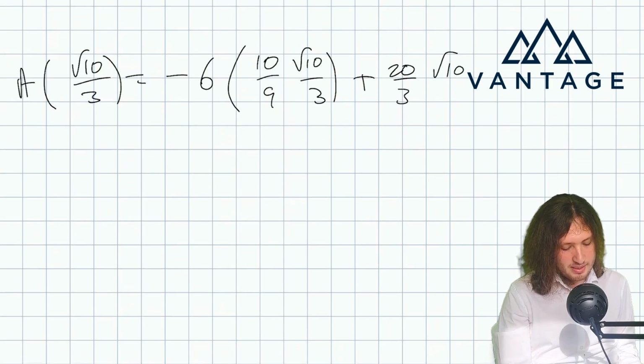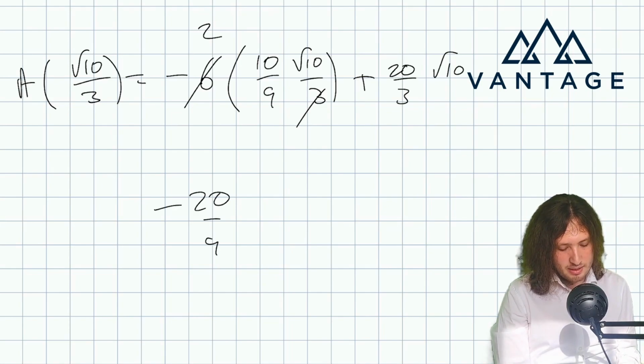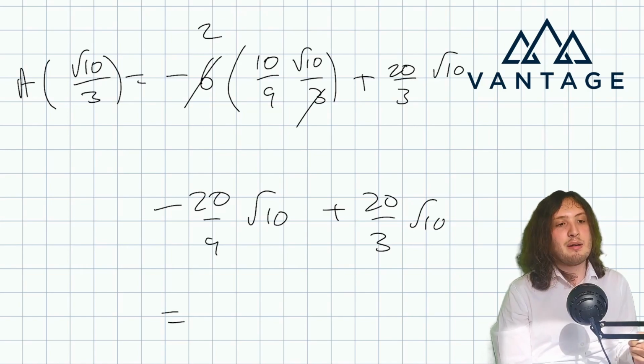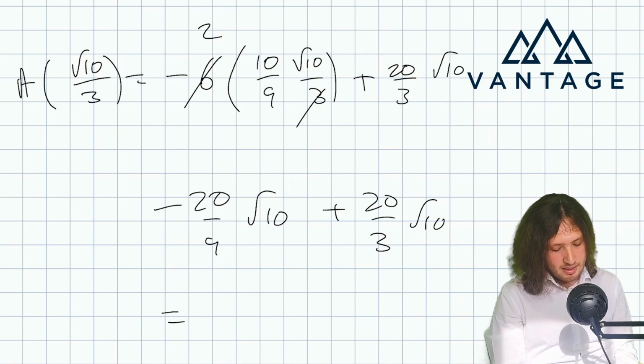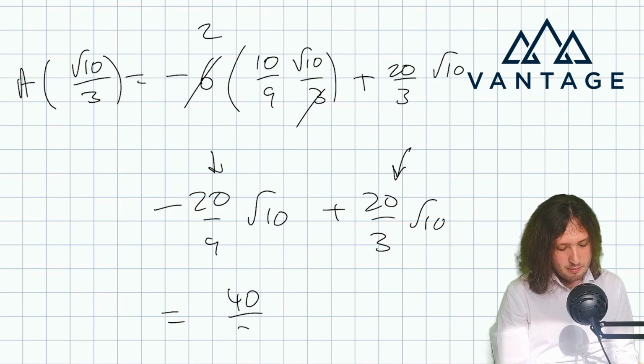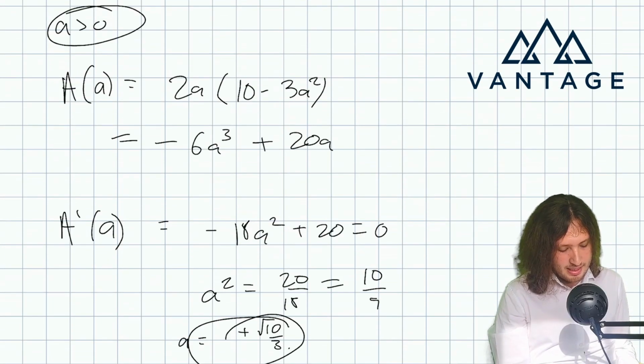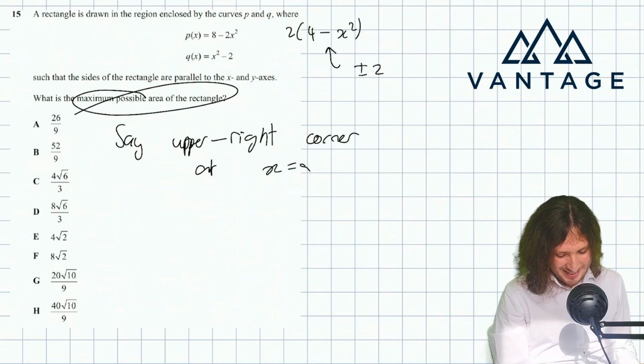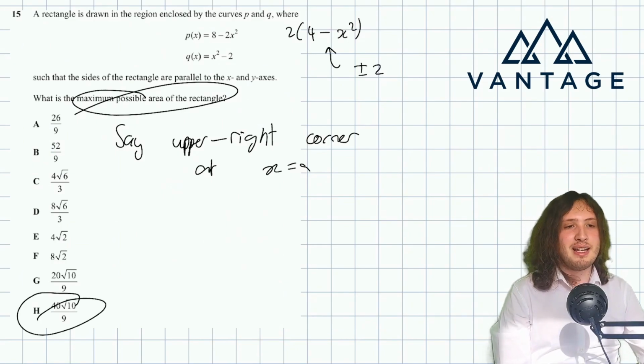10, that's my 20A. Okay, so I can cancel this 6 with that, and it becomes a 2. So I've got minus 20 by 9 root 10 plus 20 by 3 root 10. I guess I can put that over a common denominator of 9. So that is going to be 60 by 9. 60 by 9 minus 20 by 9 is going to be 40 by 9 root 10. And hopefully that's an option. Yes, so the correct answer is H.